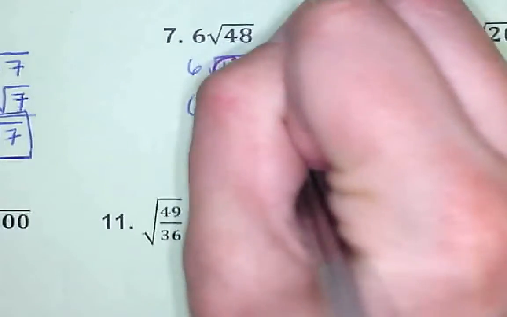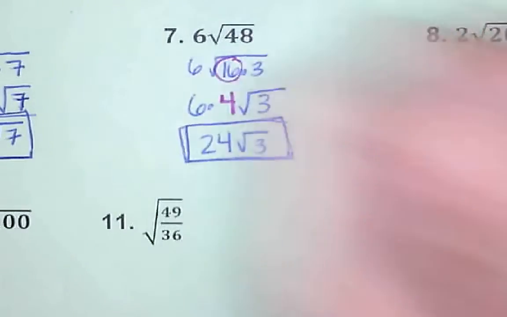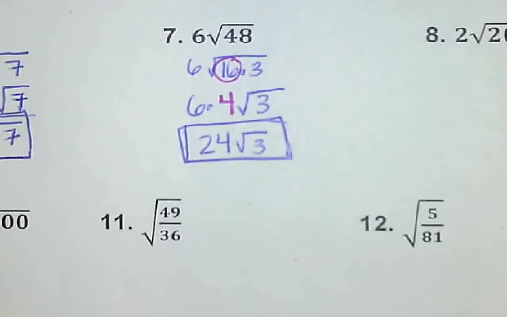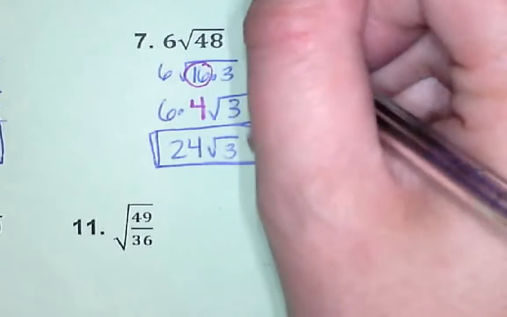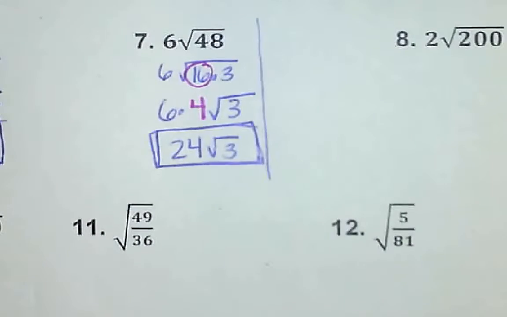Are you guys good with that? Did anyone do this one a little bit differently? Did anyone else find a perfect square that goes into 48? Are there any other perfect squares that go into 48? Well, 12 and 12 don't, but 12 and 4, right? Okay, so hold on, guys. I want to show you an alternate method here that kind of highlights a point for me.